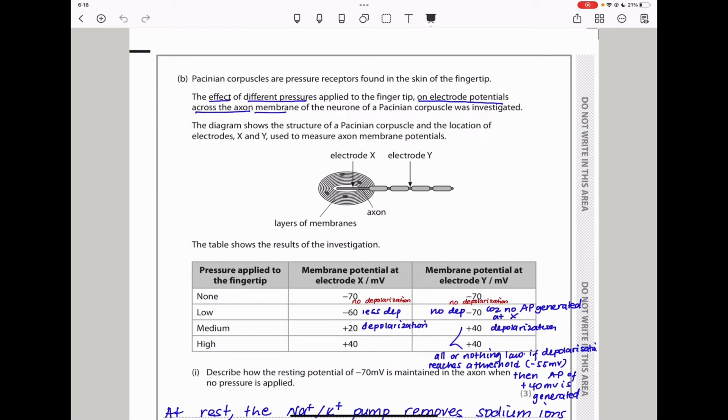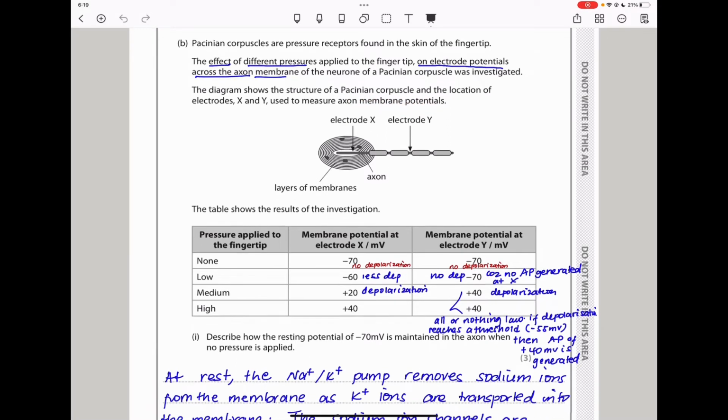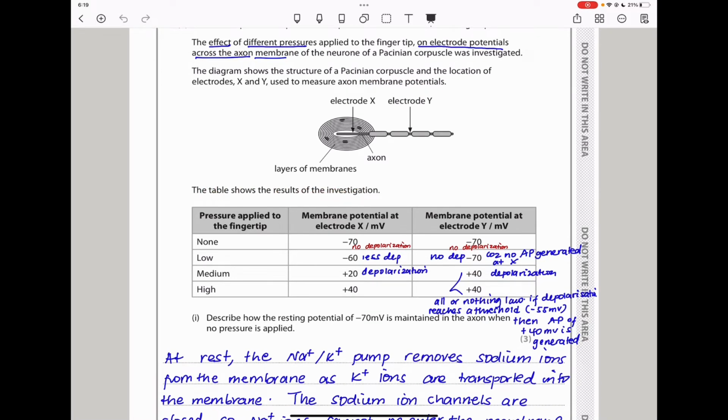Here they say Pacinian corpuscles are pressure receptors found in the skin of the fingertip. The effect of different pressure applied to the fingertip on electrode potentials across the axon membrane of the neuron of the Pacinian corpuscle was investigated. They say the diagram shows the structure, and the location of the electrodes. So you can see there is electrode X and electrode Y used to measure the axon membrane potentials.